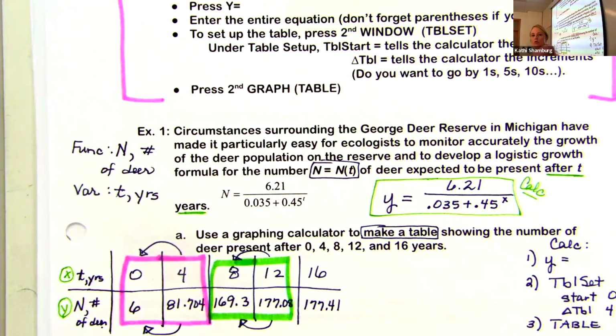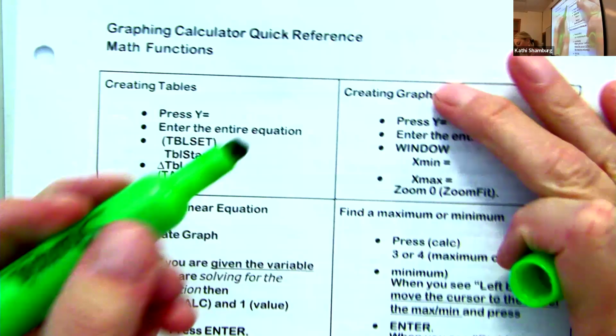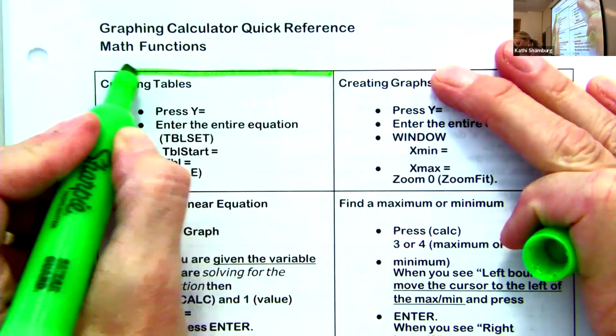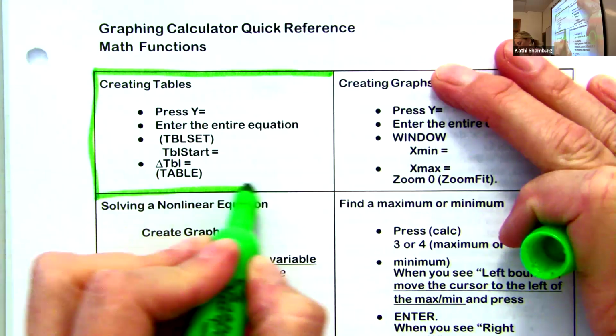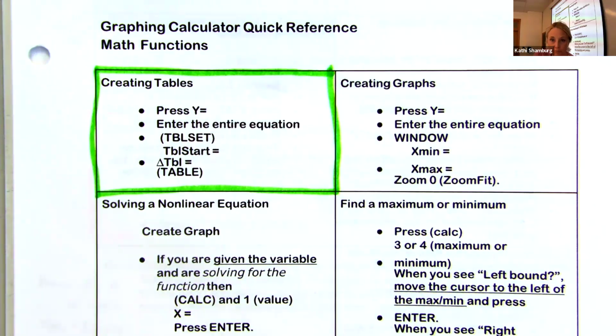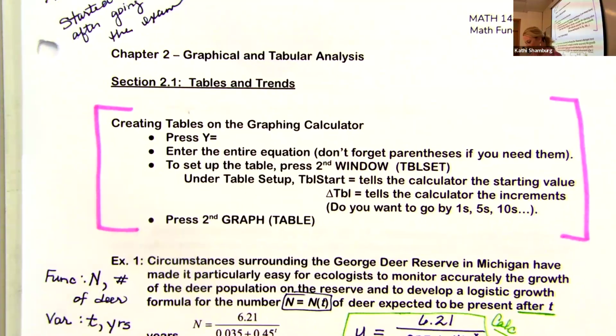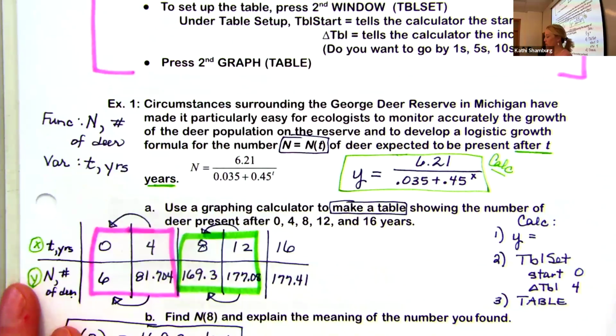All right, so in your calculator, of course, what we are focusing on right now is creating the tables. This part of the calculator cheat sheet is what we are doing, okay? So the problem we were working on when we left class on Friday was this one that dealt with deer population.